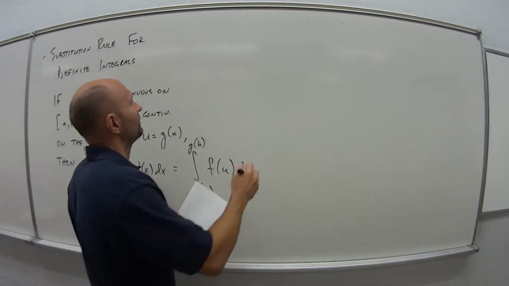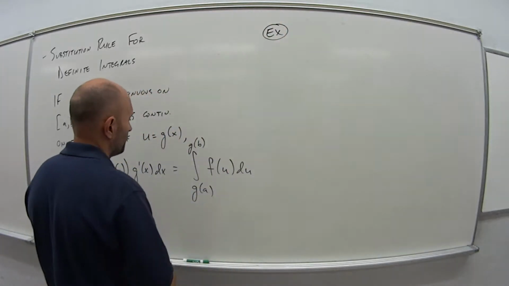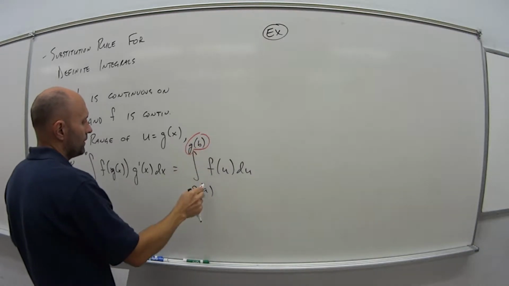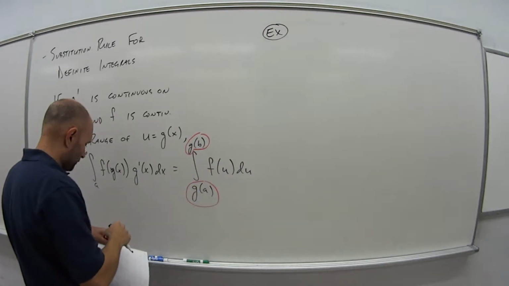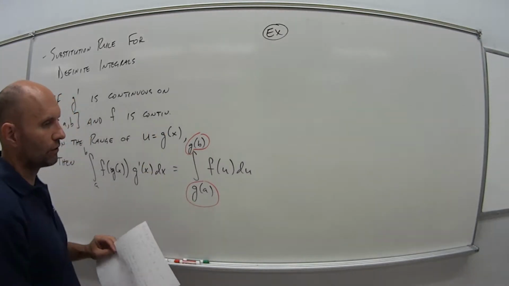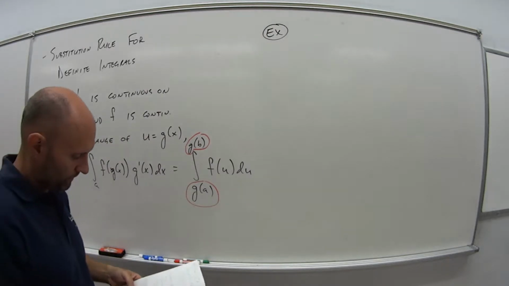So let's look at an example. This is really the key difference here. The rest of it is all the same as what we did in the first video, but now we can't just leave the original values on the integral. We have to change them because we've made this substitution.